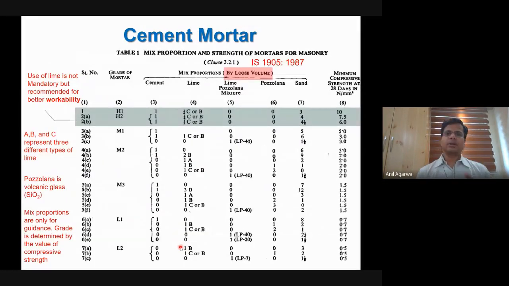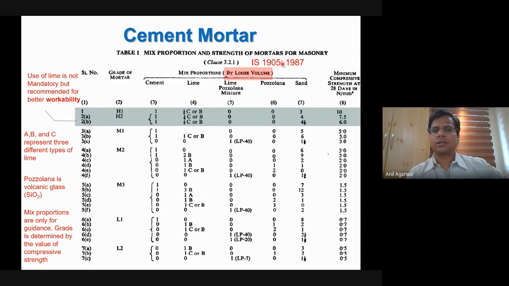Now coming to the classification of mortar. As per the Indian code IS 1905, you can see the name here, there are broadly three classes of mortar. One is H, that is high strength mortar. The other one is M, that is medium, and L is low. Within H, there is H1 and H2. There is M1, M2, M3 within medium, and L1 and L2 within low grade mortar.